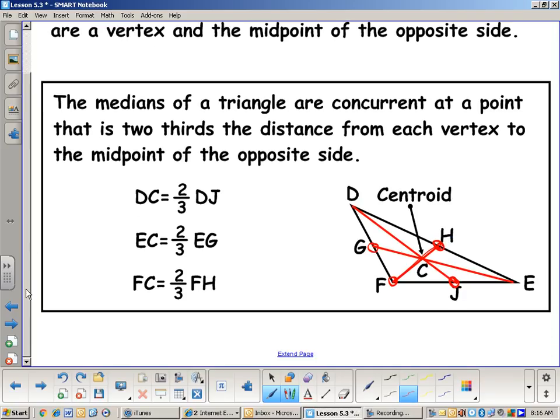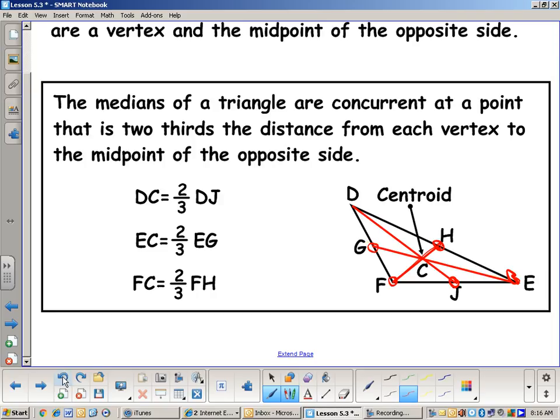get what's called a median. And when I connect this vertex E with G, the midpoint of the opposite side, I get this segment called the median. And when I connect vertex G with the midpoint opposite it, J, that segment is the median.